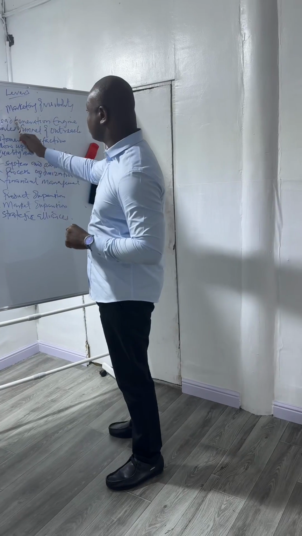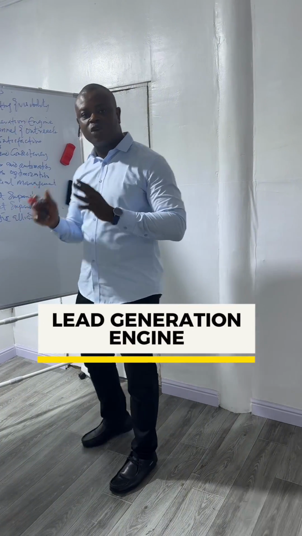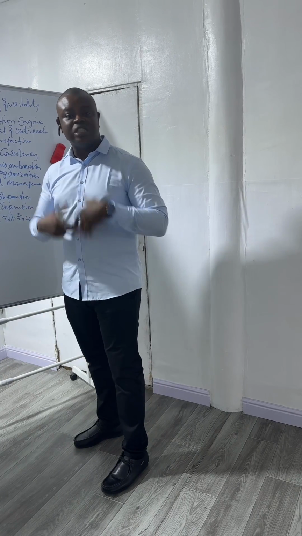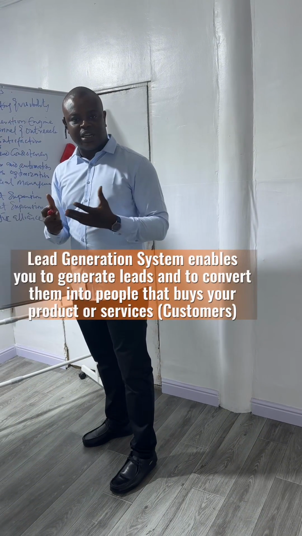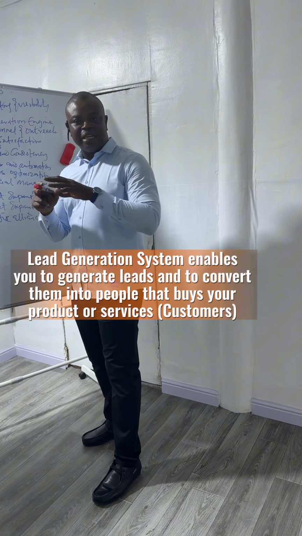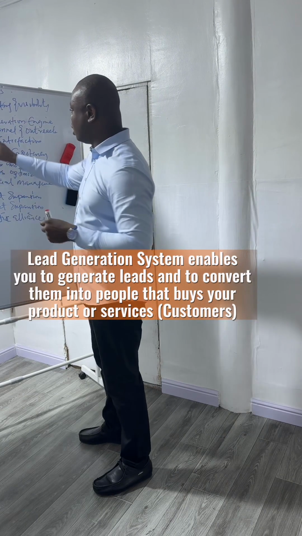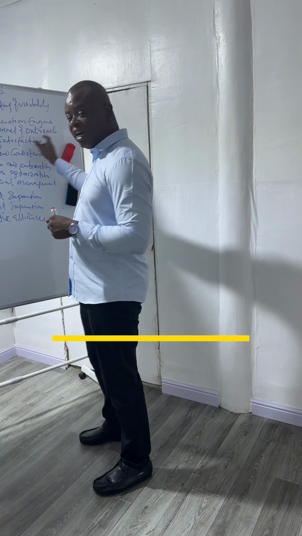Okay, this is essential. The second thing is a lead generation engine. You need to have a lead generation engine. How do you generate leads? You need to have a system for how you get people to come into your sales funnel. This is important. And that leads us into the sales funnel and outreach.